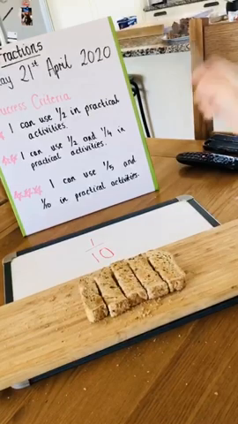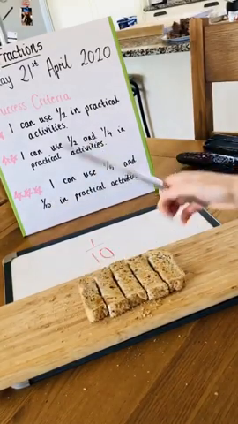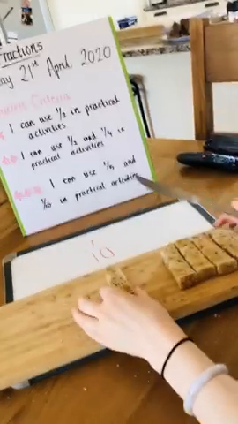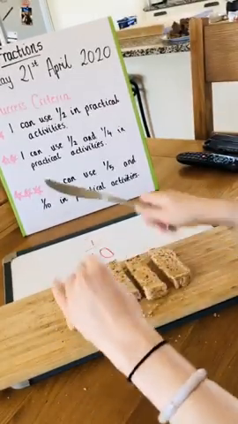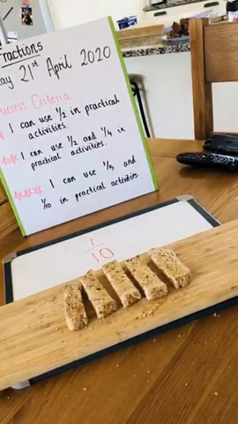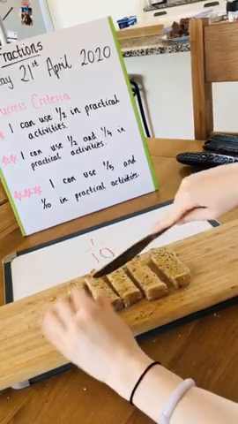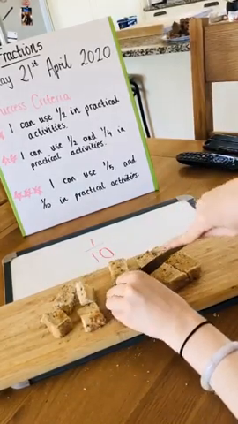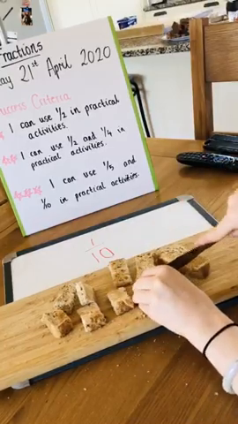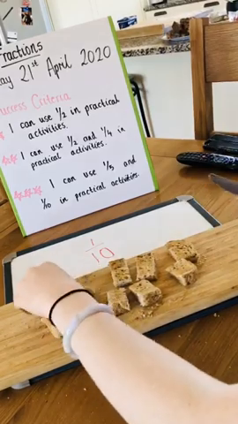For our 3-star challenge, we have already split it into fifths. 1, 2, 3, 4, 5, and we showed there was 1/5 there. But now we want it into tenths, okay? And we know that 10 is double 5, so if we split this again, like this, we should then get your toast into 10 bits.